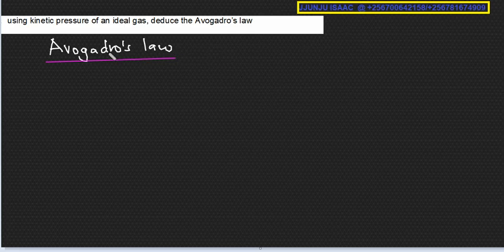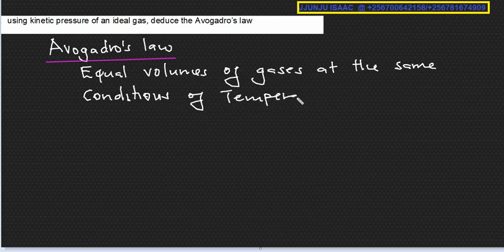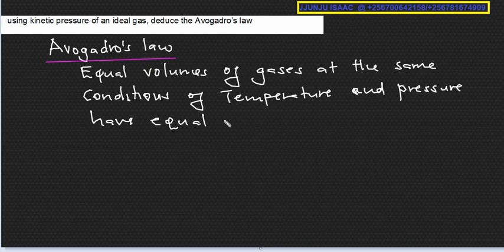from Avogadro's law, equal volumes of gases at the same conditions of temperature and pressure have equal molecules, or we can say moles. So this is Avogadro's law.